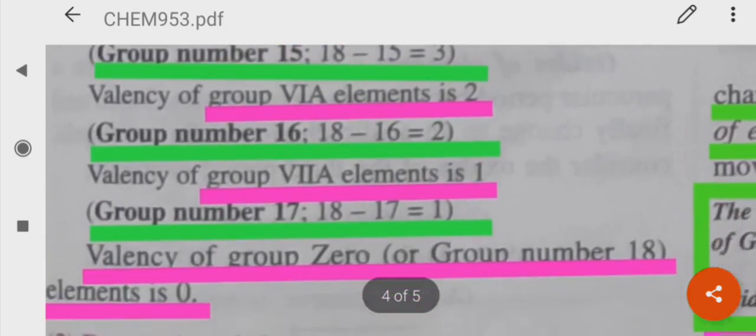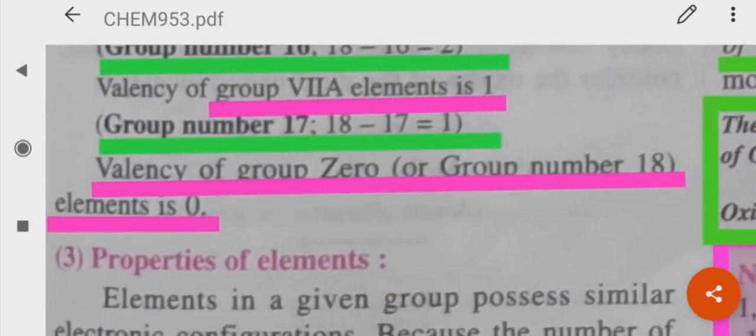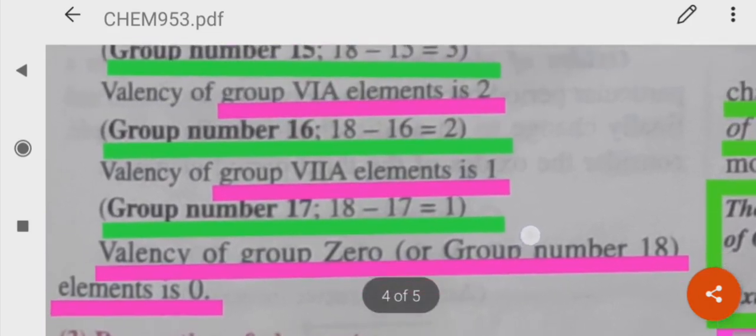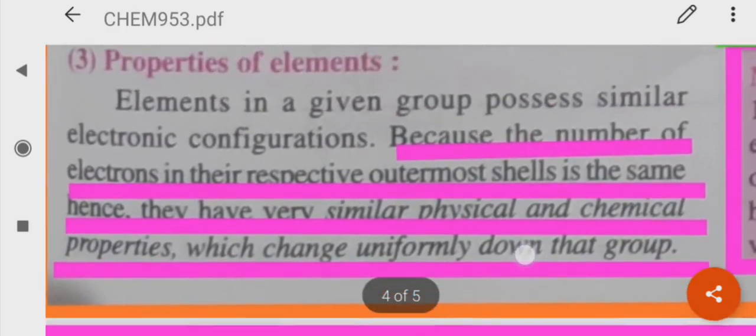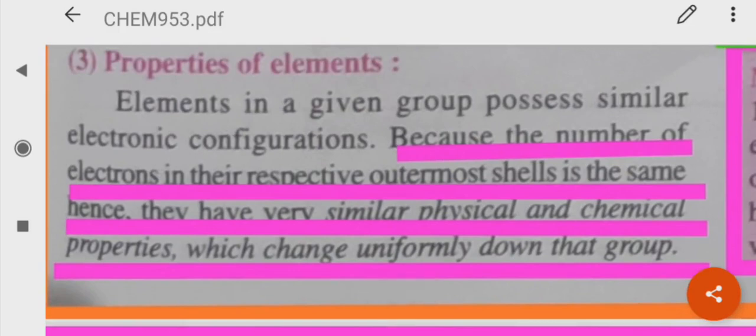In this way, what do we see? Valency first goes on increasing and then it decreases as we move from left to right in the periodic table. So, the valency of group 0 elements is 0, 18 minus 18 is 0. Now, let us see properties of elements. Elements in a given group will show similar chemical properties. Why? Because chemical properties are dependent on the number of valence electrons, and the number of valence electrons in a particular group remains the same.